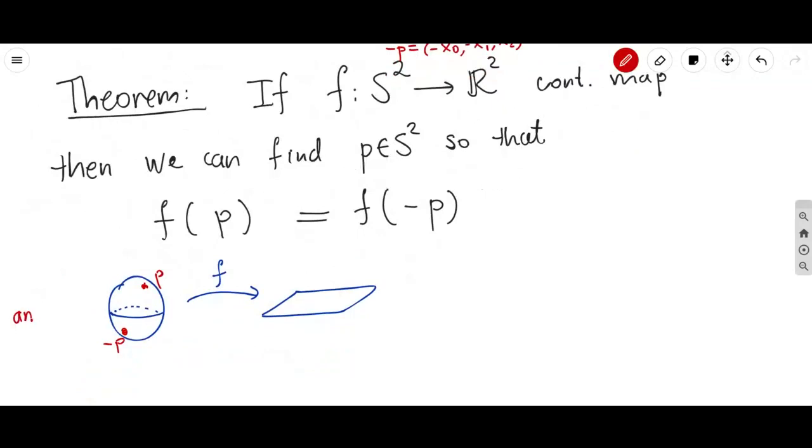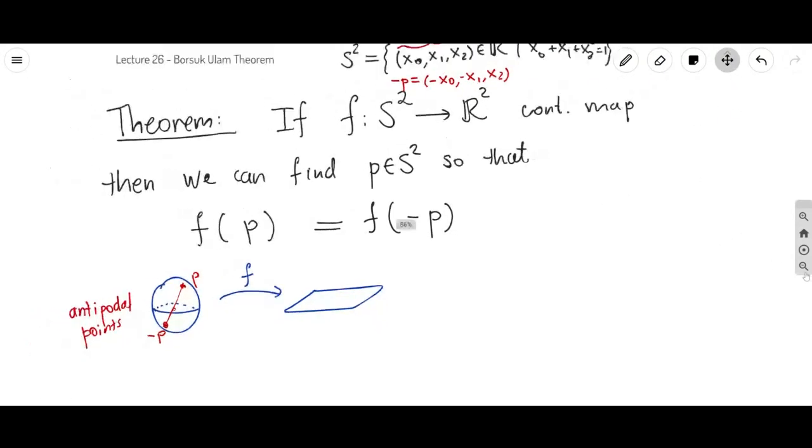So these are called antipodal points. Antipodal points means that they are on the opposite side of the center. So you would have a line connecting them through the center. So you would have 2 points on the opposite side on this diameter that's passing through the center. So you have 2 opposite points. So the technical term is antipodal points. They get mapped to the same position in R2. So that is the Borsuk-Ulam theorem. So that's a pretty surprising theorem.